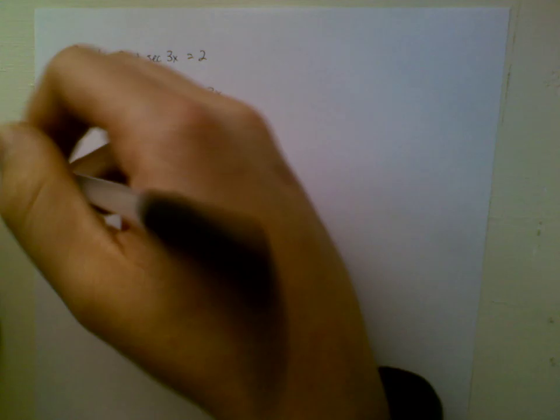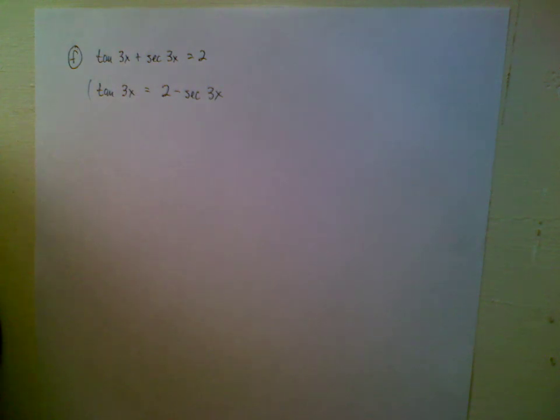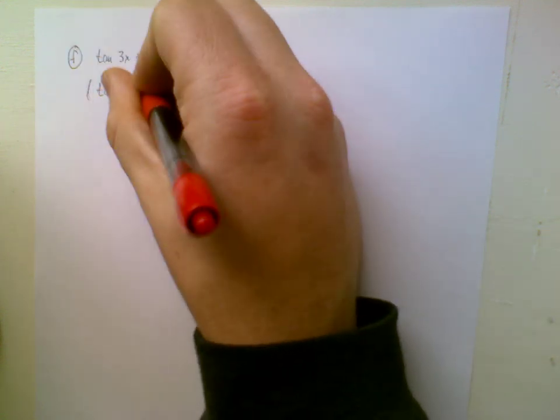So let's go ahead and square both sides now. Oh, I could use a different colored ink, maybe. Make it a little more clear, perhaps.